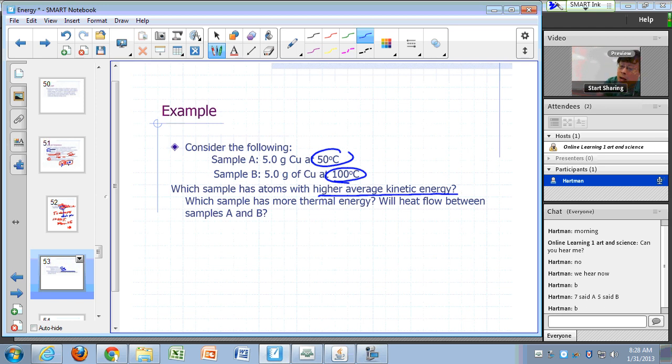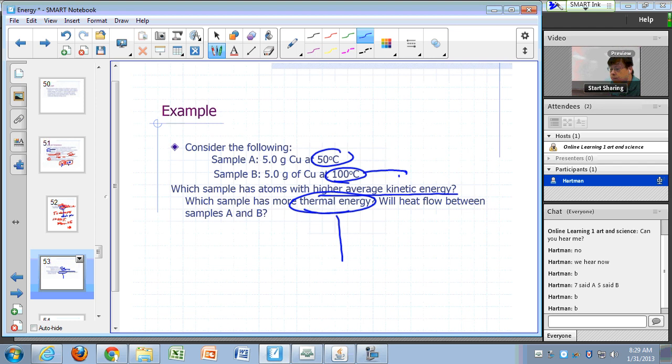Okay, the higher temperature would mean a higher average kinetic energy. Which sample has more thermal energy, A or B? Still B, because you're looking at the same amount of samples, so the one with the higher average is going to have the higher total.